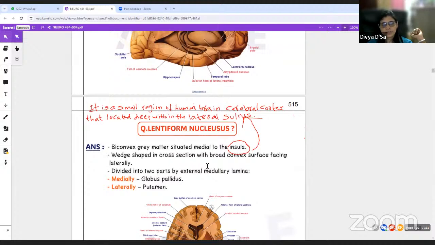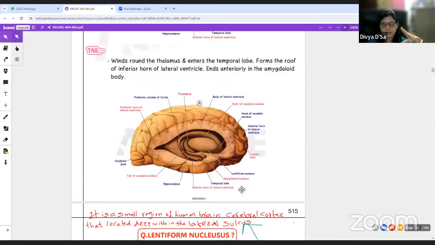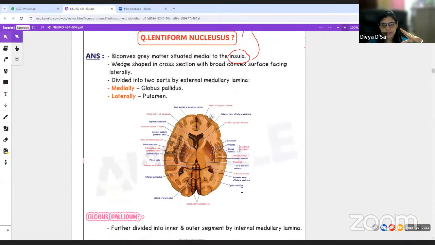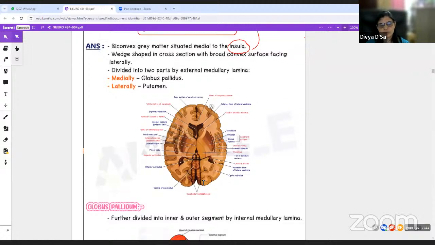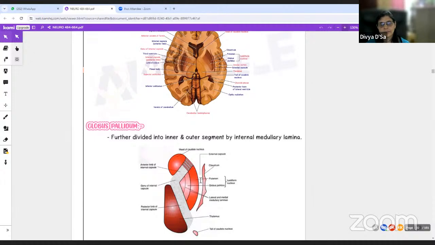Okay. So it is wedge shaped. This lentiform nucleus is wedge shaped in cross section with a broad convex surface facing laterally. It is divided into two parts by the external medullary lamina. Medially, it has the globus pallidus. Laterally, there is the putamen. Okay. So here, this is the globus pallidus and laterally, this is the lentiform nucleus. So medially, there is the globus pallidus and laterally, there is the putamen. Globus pallidus, here you can see. Yeah. So the globus pallidus is further divided into inner and outer segments by the internal medullary lamina.